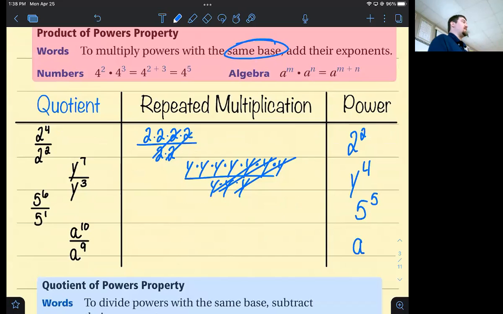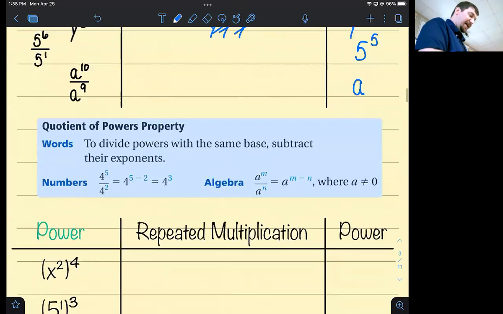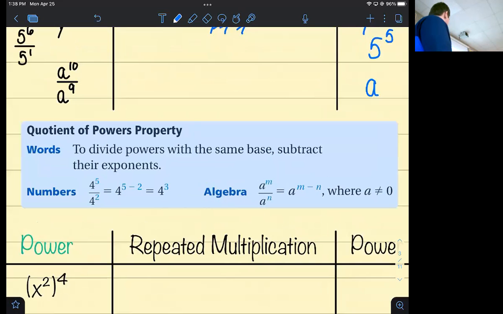We can just actually write that as a if it's to the first power. Okay, but yeah, to the first power would be fine. Okay, so you got it. The quotient of powers property says if you're dividing powers, again, with the same base, you're just going to subtract the exponents. So if you're multiplying powers, add the exponents. If you're dividing them, subtract the exponents.